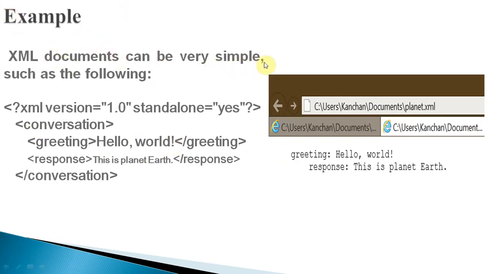Here is one more example. An XML document can be very simple, such as the following. We start XML with the question mark xml and its version, and we can write the standard declaration. Suppose this is a conversation. Suppose we are sending a message to our friend, or we are conversing with other people. So we write a conversation tag. We don't have to remember these tags; according to the information, we define the tags. Suppose we are greeting him, so we write greeting and the message, and greeting is closed here. If the friend sends a response, then we have response and the message of the response, and then response is closed. So this is very simple. According to the fields, we define the tags of XML.